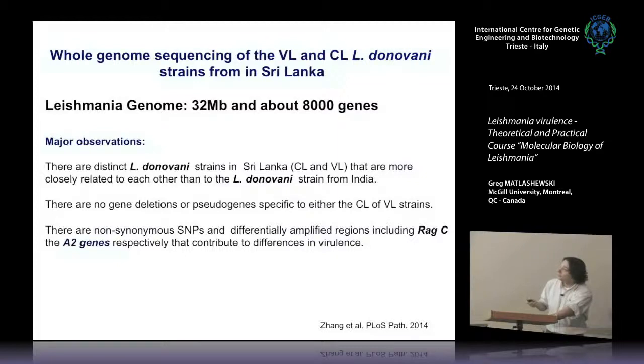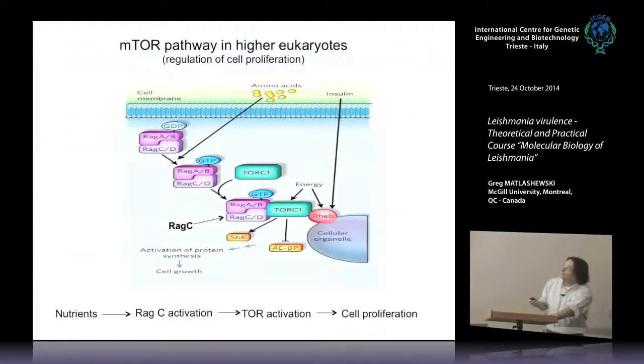But let me just talk about this RAG-C for a minute. Also, yesterday, you heard a lot about pathways and looking at how metabolic pathways could be important. Well, this is one of the most important pathways in eukaryotic cells. It's called the mTOR pathway, which is an important regulatory pathway. In higher eukaryotes, this pathway responds to nutrients. So nutrients induce RAG-C activation, reduces mTOR, and it reduces proliferation. So this is the common pathway in eukaryotes.